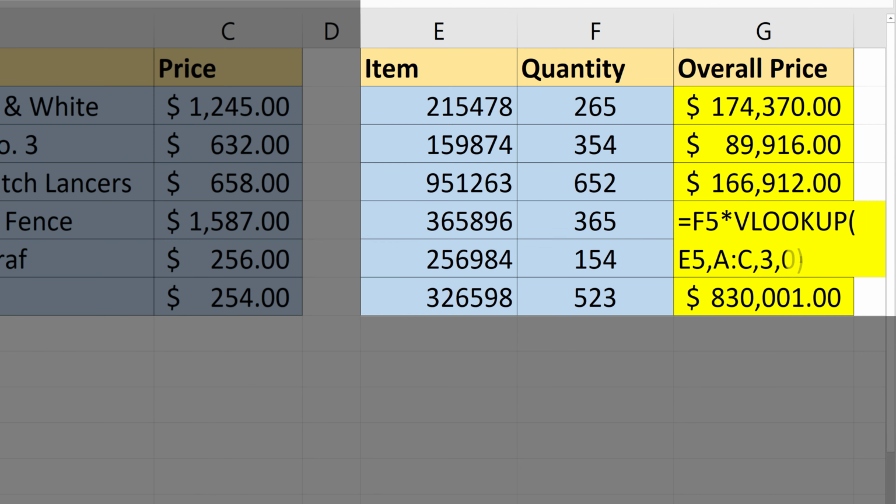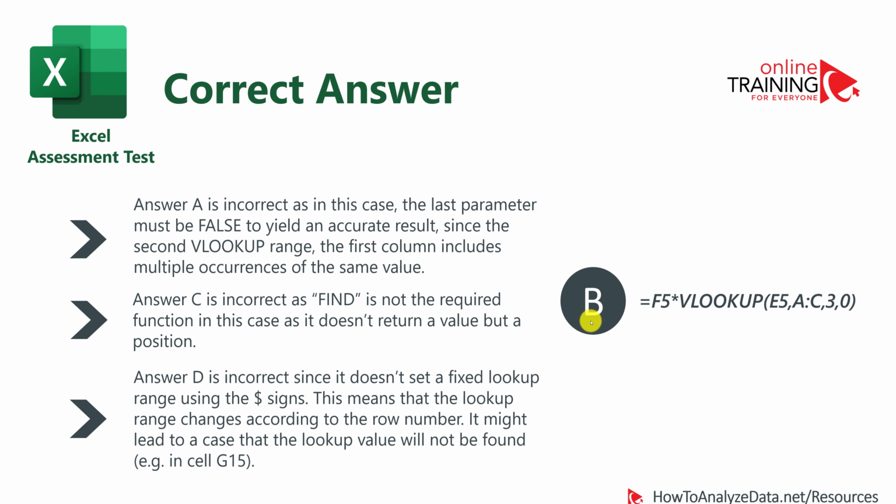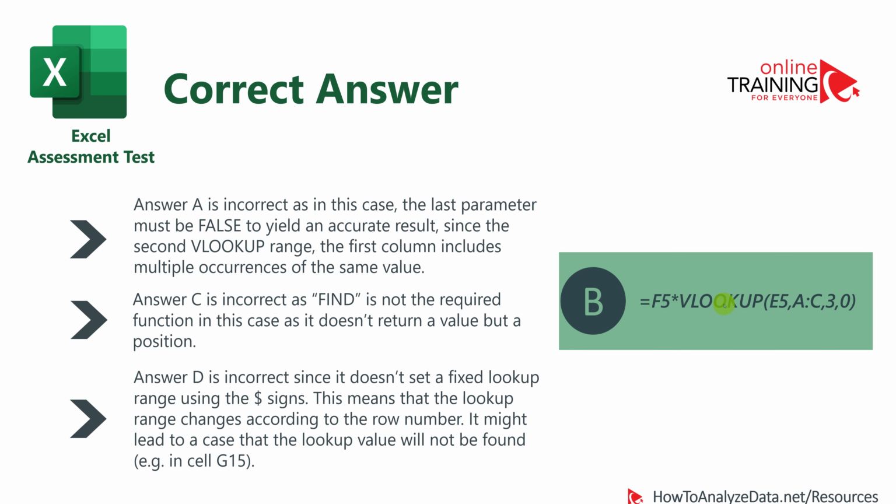And this is how this formula looks in the cell. Now let's recap. The correct answer here is B, which is F5 multiplied by VLOOKUP of E5 and then the range, and then you're looking up the ID of the item is 3, the index of the item is 3.